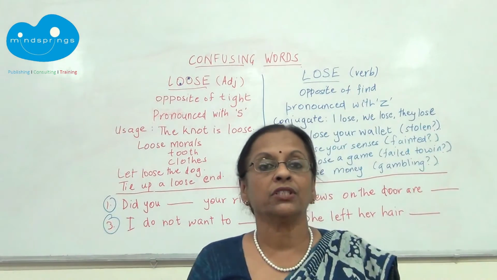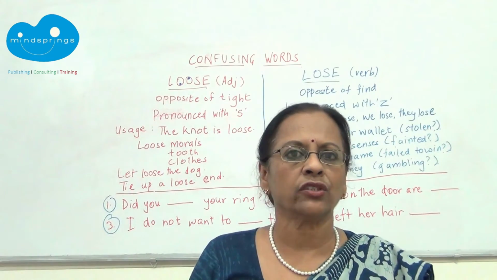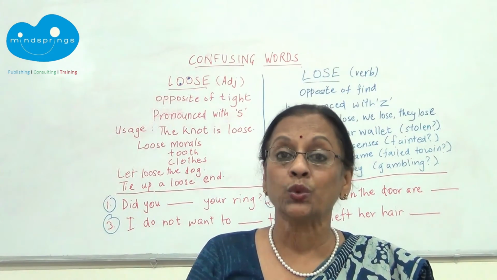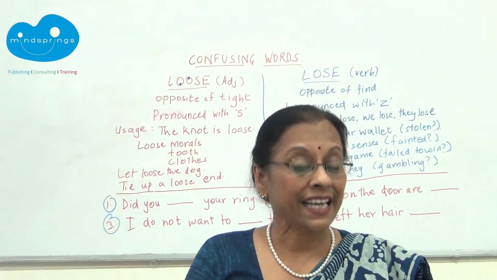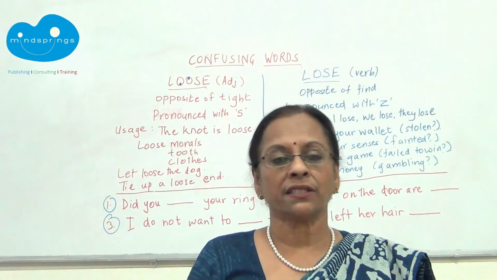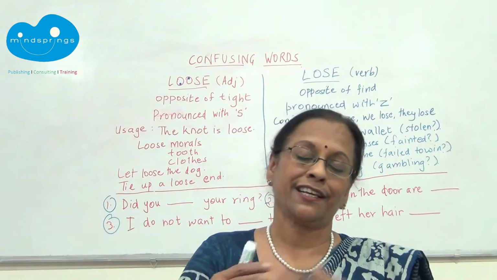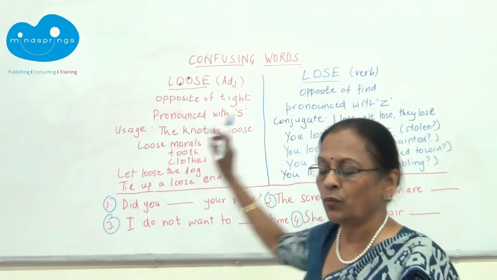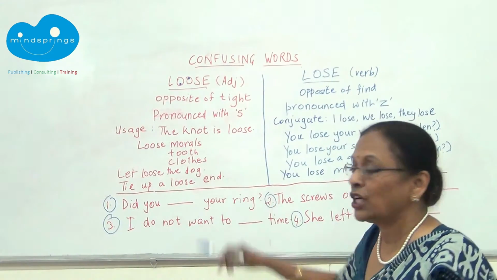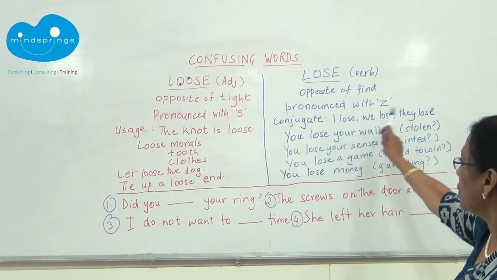When it's a verb, you can conjugate verbs. So they have tenses and you can use it in various forms. So it will be I lose, you lose, he loses, she loses, it loses, we lose, you lose, they lose. And then of course the past tense will become lost, and then it can be has been lost, etc. Because it's a verb, it can be conjugated and it is lose. There's only one O there. In loose there are two. This one is pronounced with Z.